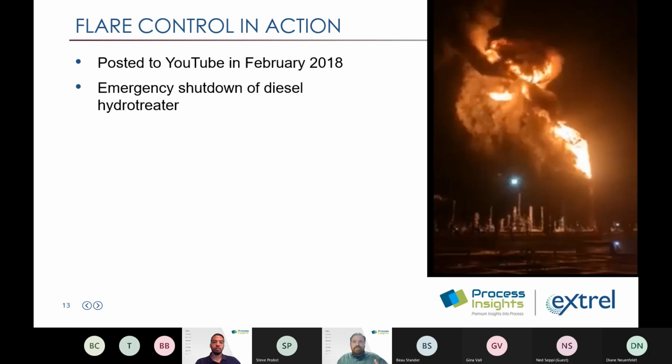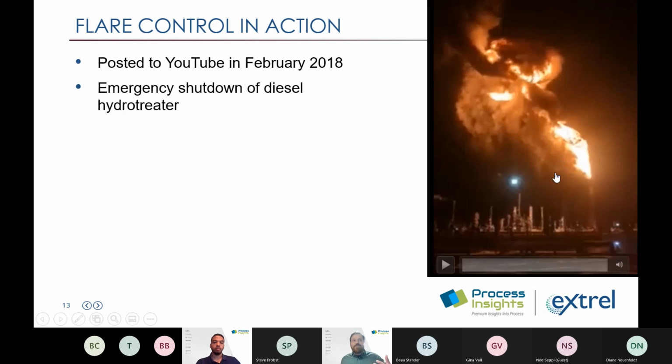Okay. So if we want to tie all this together, what does it look like to do real-time flare control? Luckily, we've got a video where we can see a pretty good example. And if you remember, this is our flare from earlier. This is our flare that had the problem.